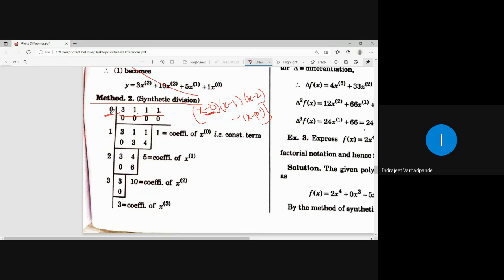But in synthetic division it will not affect anything, because of how the synthetic division process works: the first term is written as it is. Now 0 into 3 is 0. 1 plus 0 is 1. 1 into 0 is 0. 1 plus 0 is 1. 1 into 0 is 0. 1 plus 0 is 1. So there is no change though you are dividing by the factor 0. So if you avoid this step, it will still be okay, or else you can do the division by 0.